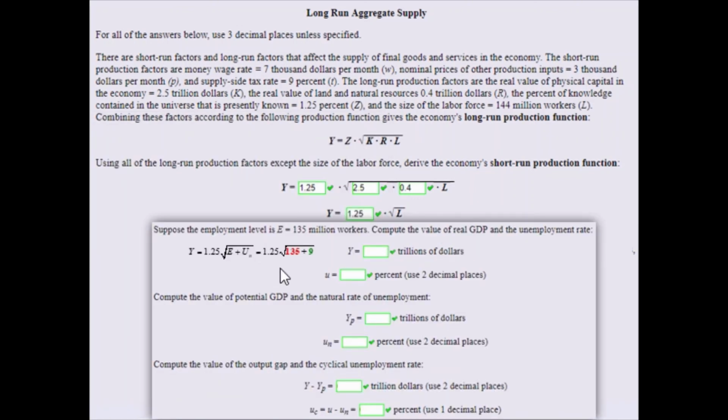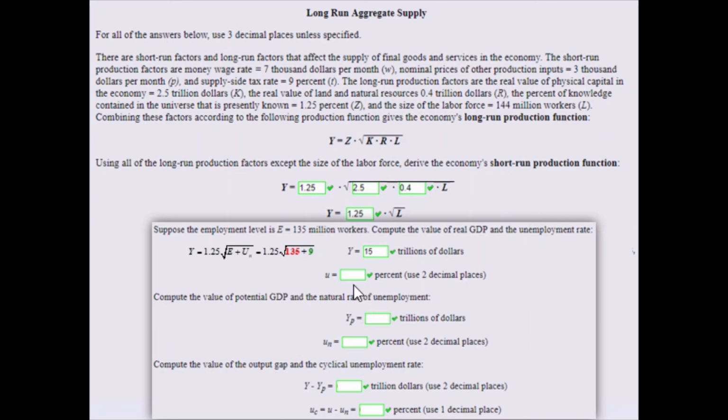Okay, then we're going to plug in the value. Here we suppose we have an employment level of 135 million workers, right? Compute the value of real GDP and the unemployment rate. The natural level of unemployment is 9 million, just like it was in the notes. We plugged the 135 in there, so 135 plus 9 is 144, and the square root of 144 is 12, and 12 times 1.25 is 15.